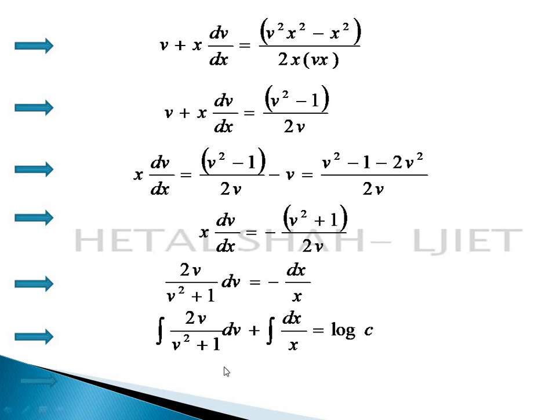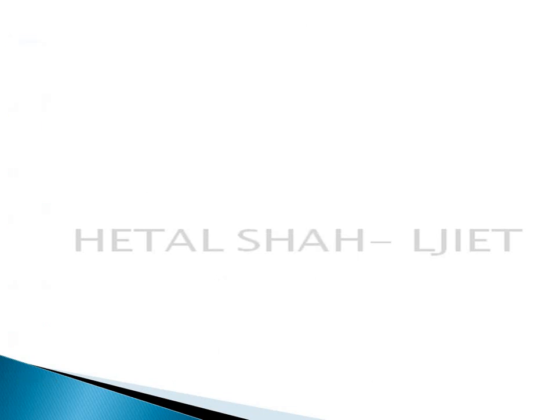plus 1, here the derivative of the denominator is in the numerator, so we get log of v square plus 1. The integration of 1 by x is log x, so we take the constant in the form of log c already, so we can write x into v square plus 1 is equal to c.